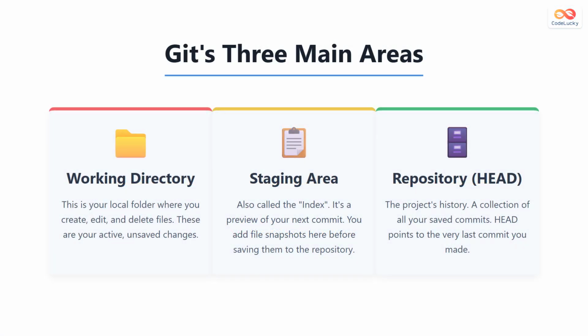Before we dive into the commands, it's important to understand the three main areas where your code lives in Git. First is the working directory, which is your project folder where you actively edit files. Second is the staging area, or index, which is where you place changes you want to include in the next commit. Finally, there's the repository itself, which holds the entire history of your saved commits. The special pointer HEAD points to the very last commit you made.